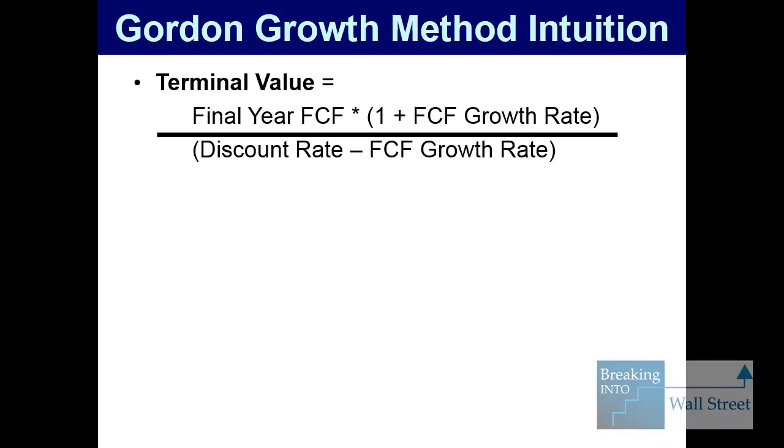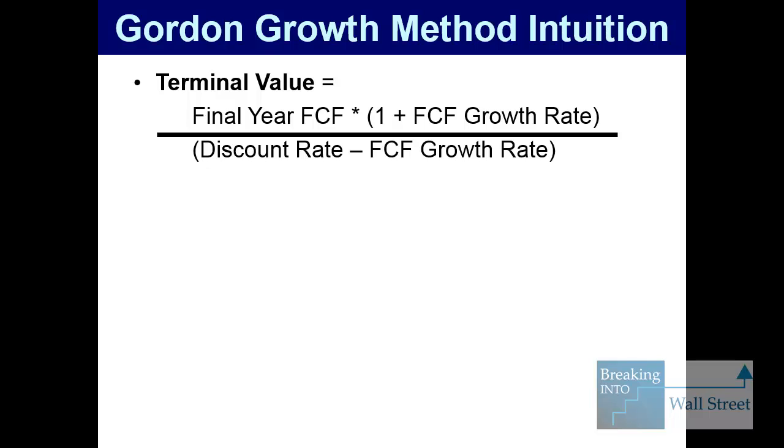Now, the familiar formula for terminal value as calculated with the Gordon growth method is just the final year free cash flow times 1 plus the free cash flow growth rate, and then you divide that whole term by the discount rate minus the free cash flow growth rate at the bottom. Just to show you an example of how this comes up, I'm going to jump into Excel and bring up a file that makes use of this formula.